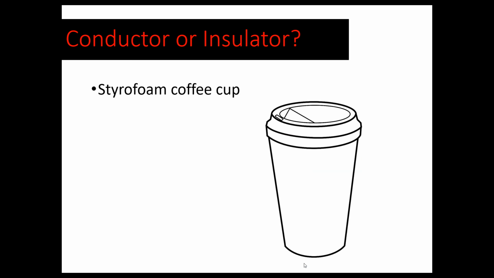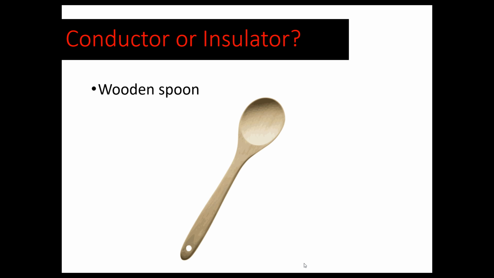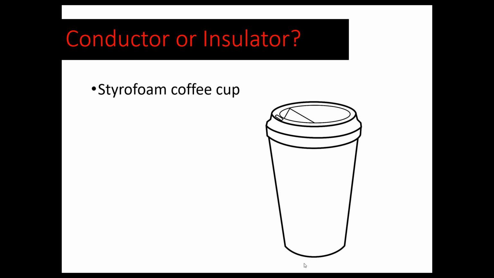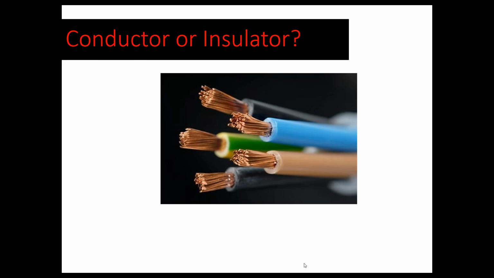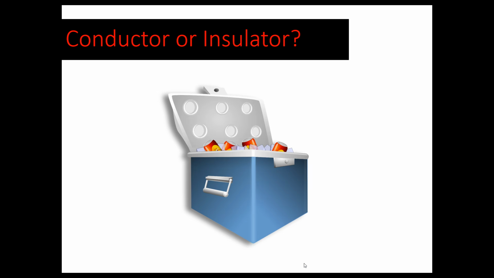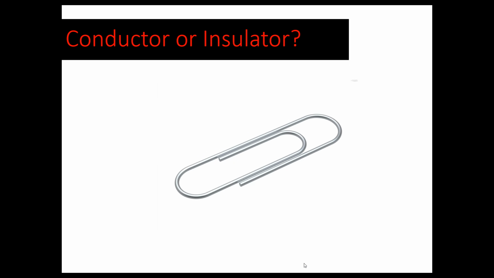All right, so let's go back through and see if you guessed correctly. So the wooden spoon, hopefully you said insulator. The styrofoam coffee cup would also be an insulator. The copper wire, this is going to be a conductor. And if we were specifically talking about the outside of the copper wire, that is an insulative material. The cooler is going to be an insulator. And the paper clip is going to be a conductor.